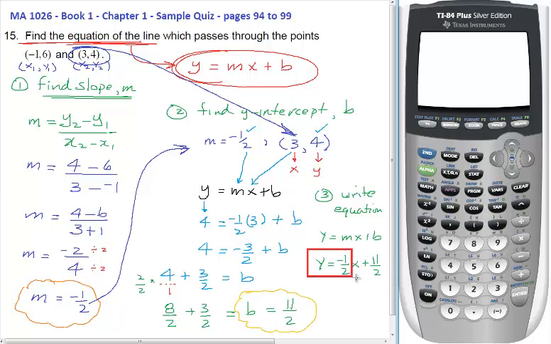There's the equation of a line in slope-intercept form. So that's a complete solution now for number 15, part of your chapter 1 sample quiz.